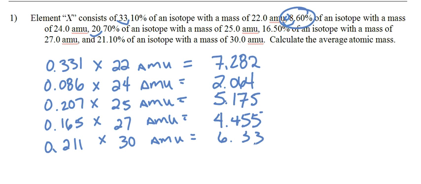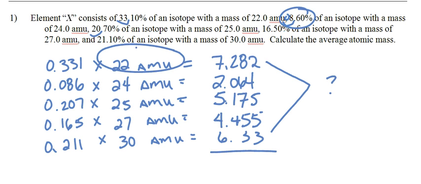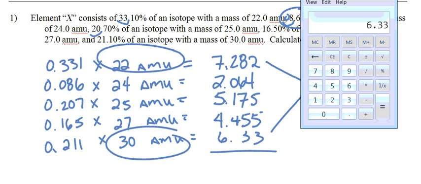All right. Now that we have all these values, just add them up. And the really neat thing about this is, if you did it right, once you add all these up, this answer, whatever this number is, will be somewhere between 22 and 30. Hence, average. Okay, so let's go ahead and calculate these out.